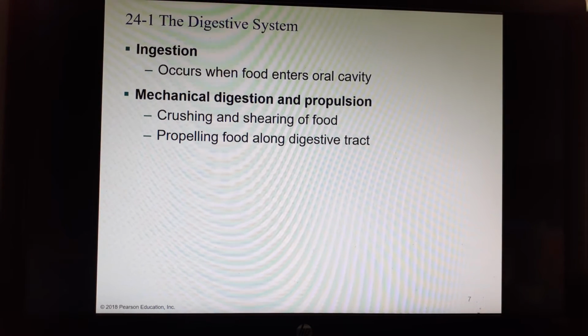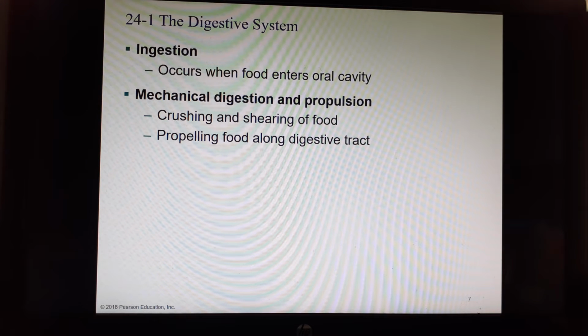So ingestion, again, just means eating. When your food enters your mouth, you have ingested it. And then inside your mouth, you have mechanical digestion. That means mashing it up with your teeth. And your tongue helps by pushing your food up underneath your different teeth. And then we have propulsion starting with swallowing, and that means moving the food along the digestive tract.